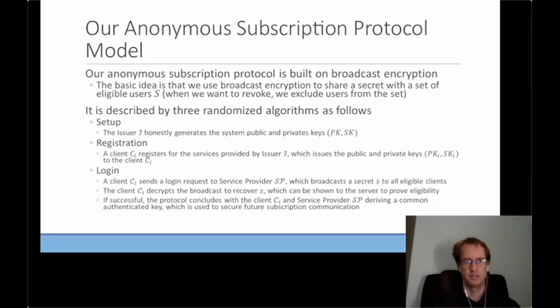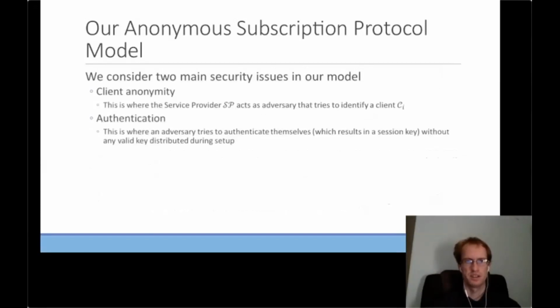The client registers to receive a particular private key and secret key from the issuer, and then during the login phase, the client sends a request to the service provider, which broadcasts a secret to all eligible clients. Effectively, if the client is able to decrypt the secret, they can show the secret to the service provider to prove that they are eligible to use the subscription service. We consider 2 main security issues in our model: client anonymity, where the service provider acts as the adversary and tries to identify a client C_i, and authentication, where the adversary tries to authenticate themselves, which results in a session key without any valid key distributed during setup.